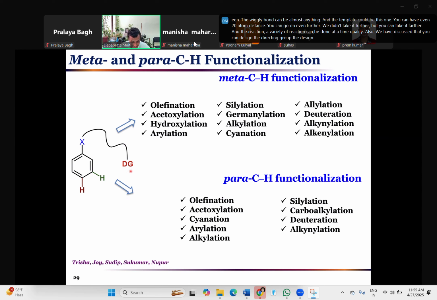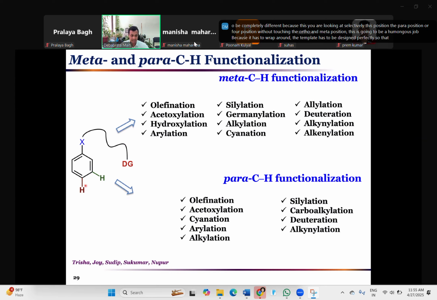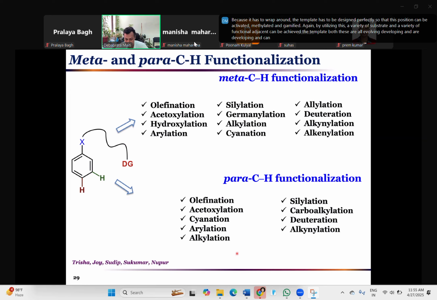The design has to be completely different, because here you are looking at selectively this position, the para position or 4 position, without touching the ortho and meta position. This is going to be a humongous job, because it has to wrap around, the template has to be designed perfectly so that this position can be activated, metallated, and delivered, right? Again, by utilizing this, a variety of substrates and a variety of functionalizations can be achieved. The template, both these are all evolving, ever developing, and can be taken care of.